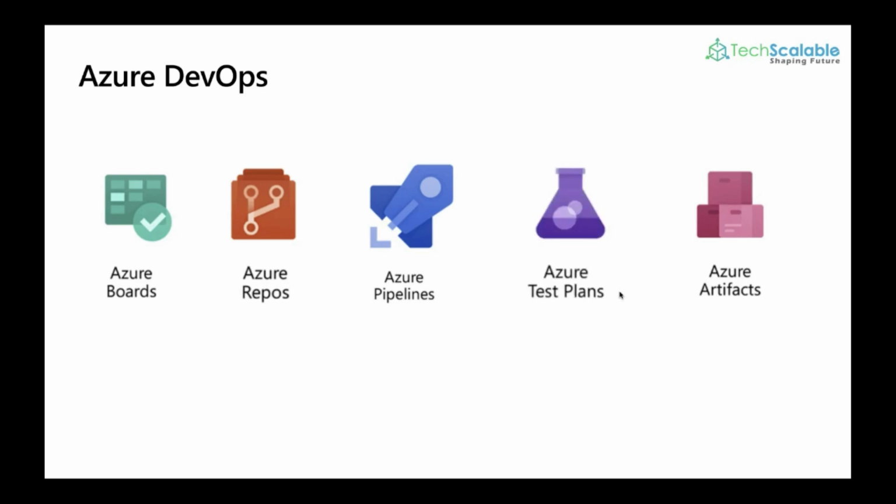The fourth option is Azure Test Plans, in which you can keep your test cases, you can have manual testing, you can have automation, you can keep all your test cases in one place, you can track them, you can track the bugs, you can have your teams assigned to it, and you can track everything from a single portal. The last one is Azure Artifacts.